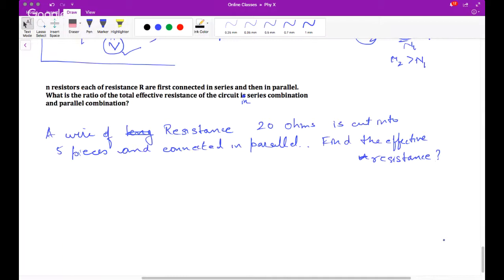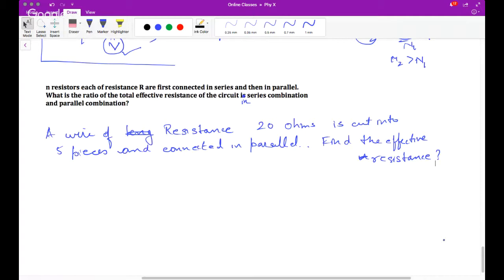N square is to 1, correct? N square is to 1 is the correct answer for the first one. So first is n resistors, each of resistance R, connected in series. So total resistance is NR. And in parallel, total resistance will be R upon N. So ratio will be NR upon R upon N. So N square is to 1.